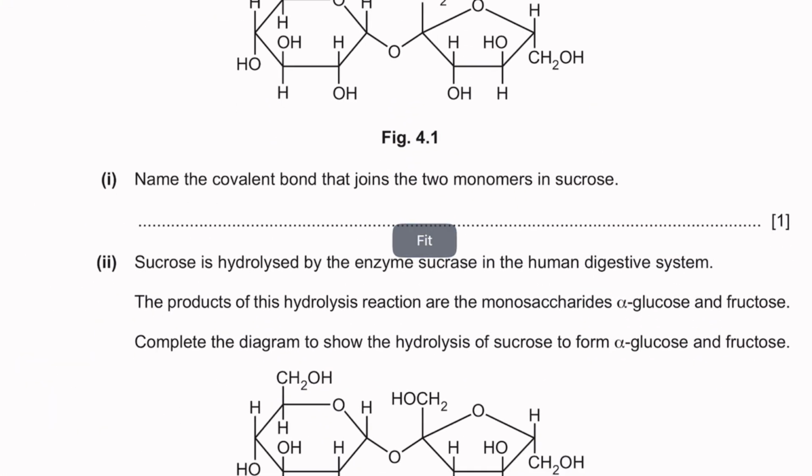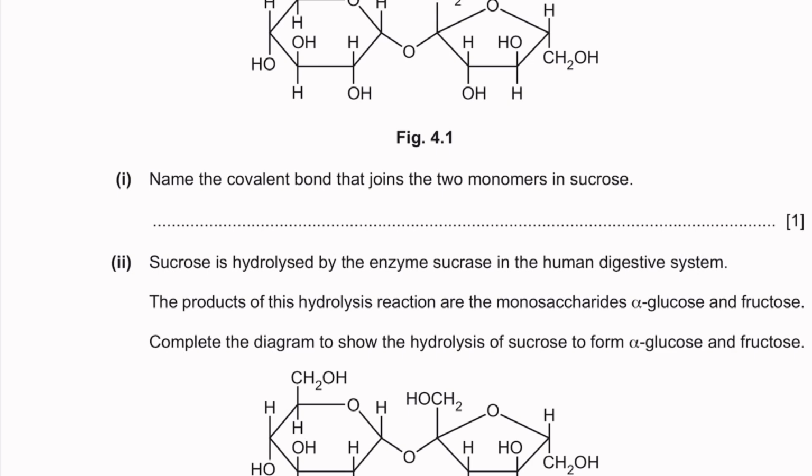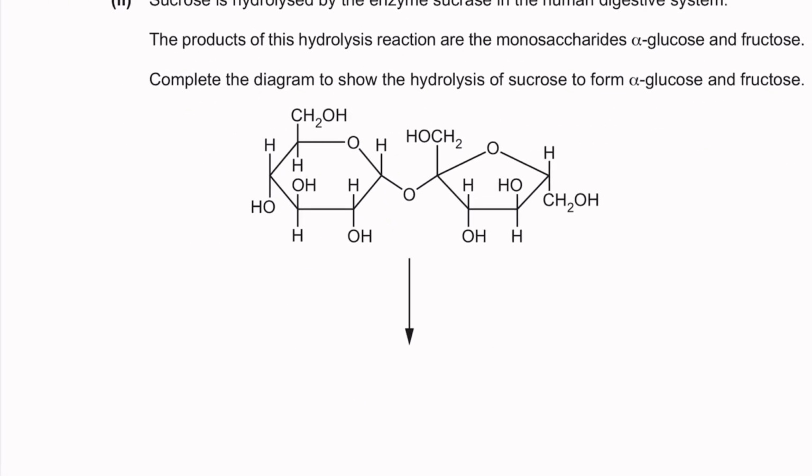Let's move on now to 4. Figure 4.1 shows the structure of sucrose, a disaccharide produced by plant cells. Name the covalent bond that joins the two monomers. Well, it's a glycosidic bond, and in the case of sucrose, it's specifically a 1,4 alpha glycosidic bond, but obviously this depends on the textbook you're using. In the Cambridge book, we talk about a 1,4 alpha glycosidic bond. Let's just call it a glycosidic bond.